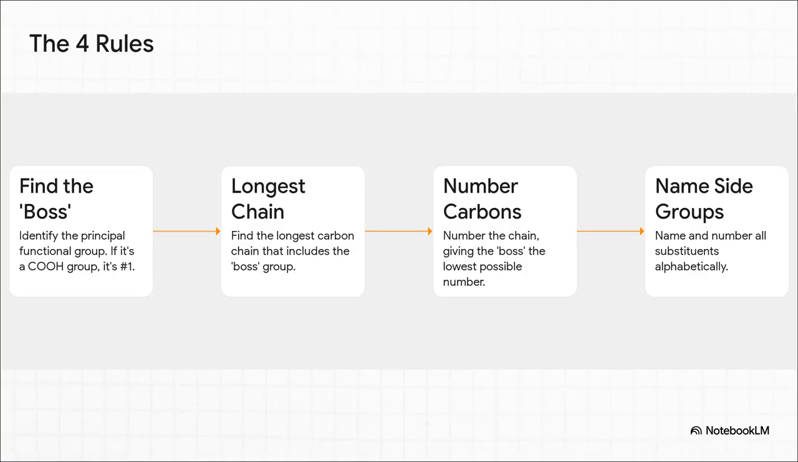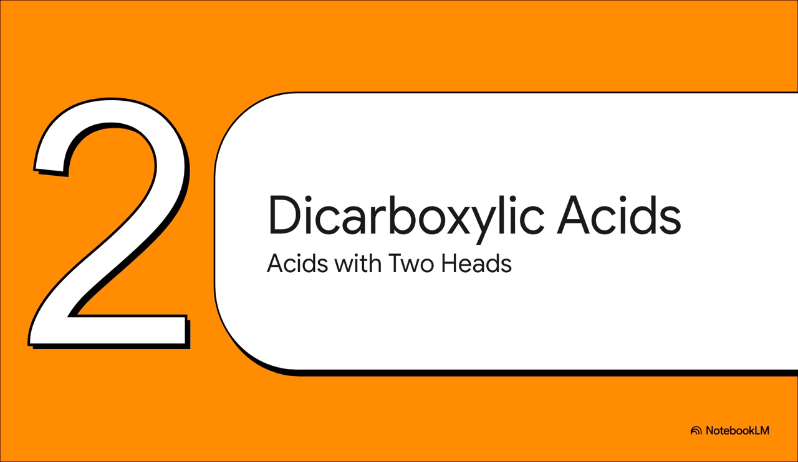This is everything. First, you've got to find the boss, the most important functional group. For instance, you see that COOH group? That's your number 1 priority, for sure. Second, you find the longest carbon chain that boss group is attached to. Third, you number the carbons in that chain, but you have to give the boss the lowest number possible. And finally, you name and number all the little side groups, the substituents, and you put them in alphabetical order. That's the playbook.